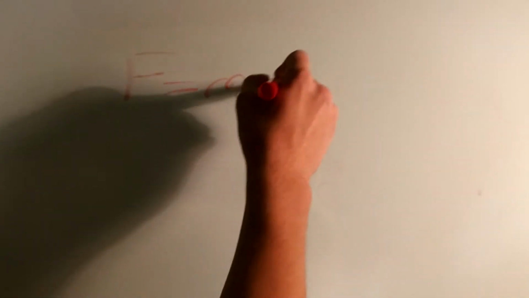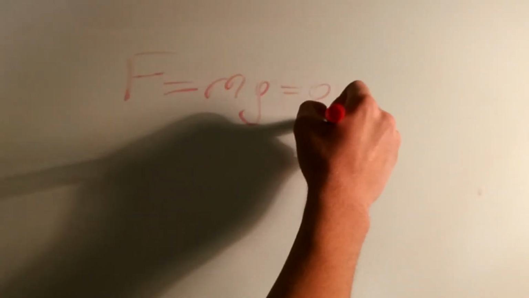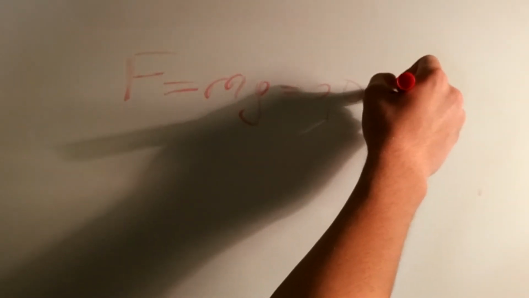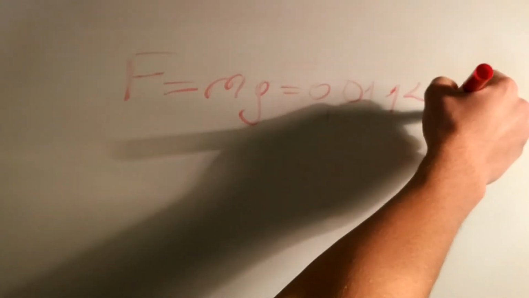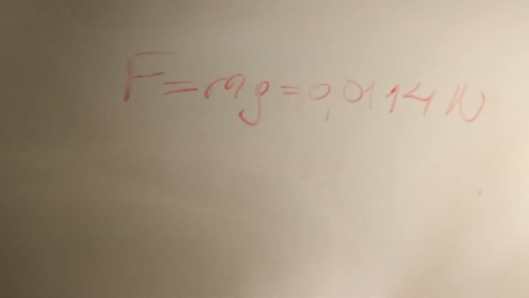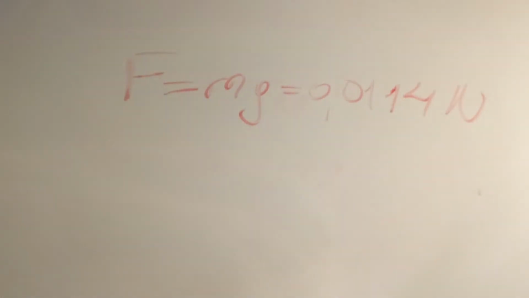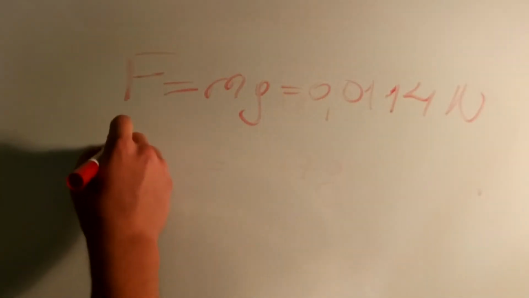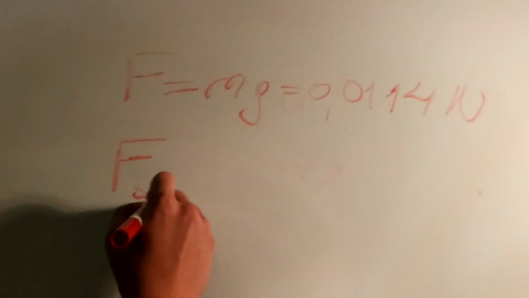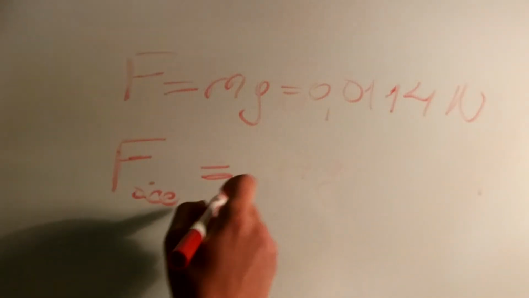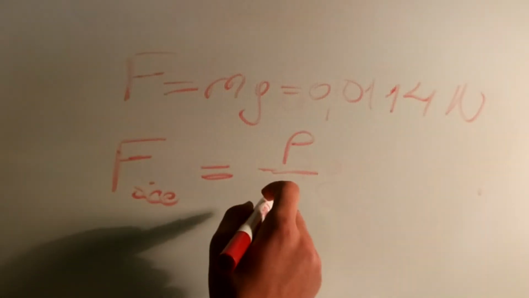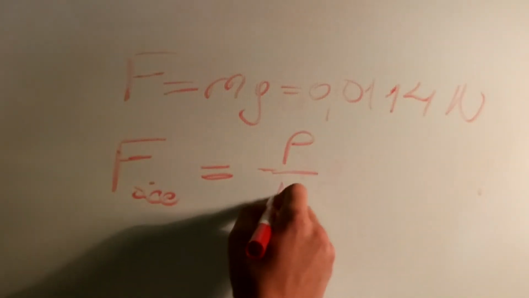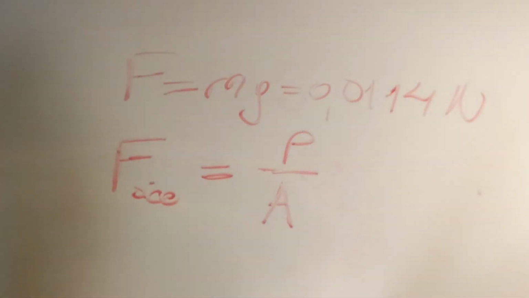Now, what about the force of gravity? Well, that's easy to calculate. That will be m times g, which will be equal to 0.0114 newtons. And we have to find the force that's exerted on one side of the container. So the force on a side will be equal to what? The pressure inside the container times the area.